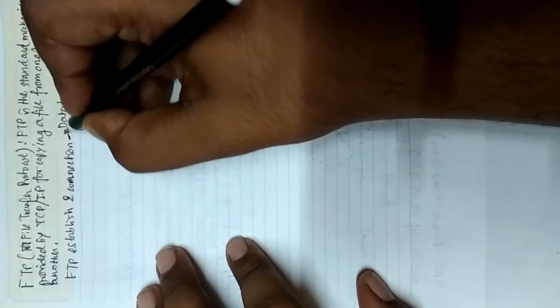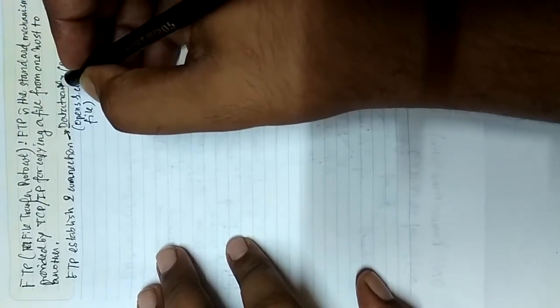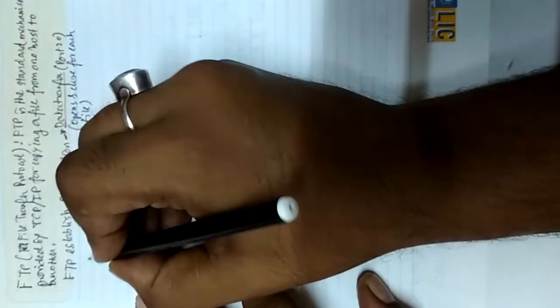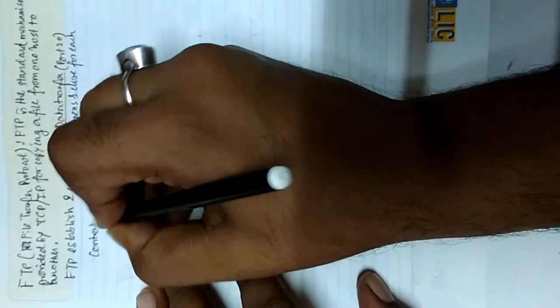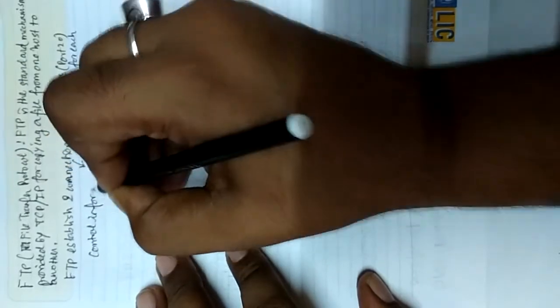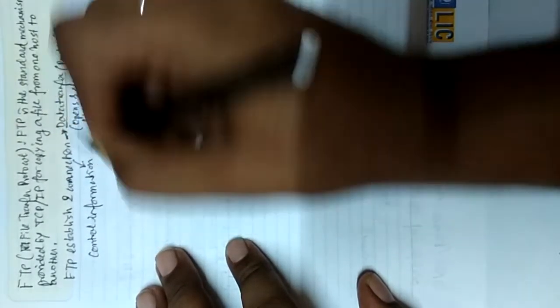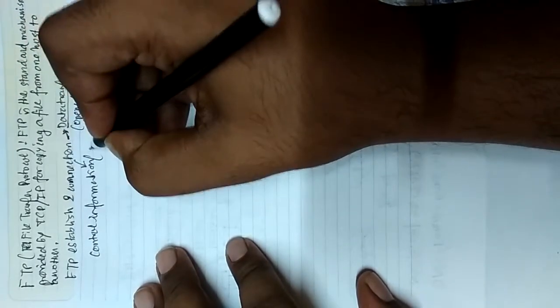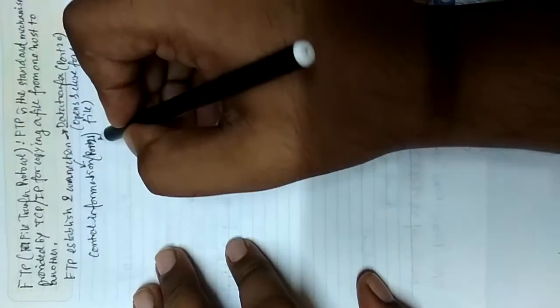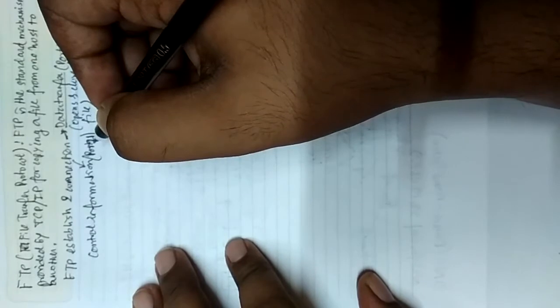This one is first, that is data transfer, and the second one is control information, and it uses port number 21. You should remember this: data transfer is port 20 and control information is port number 21.